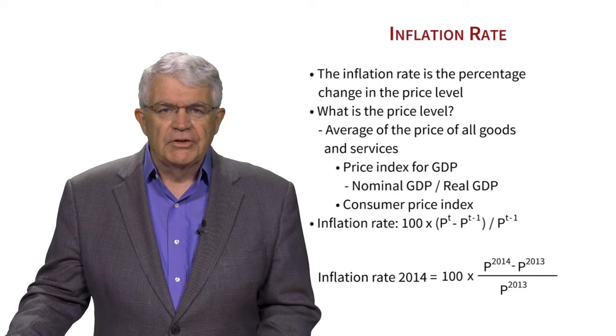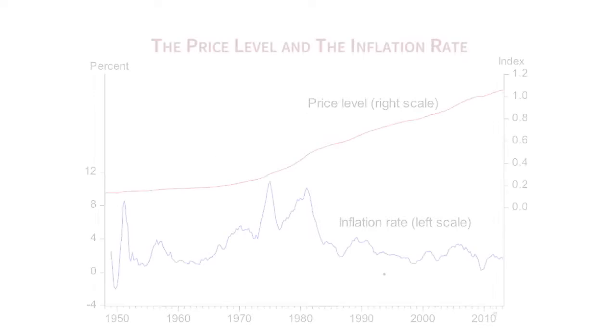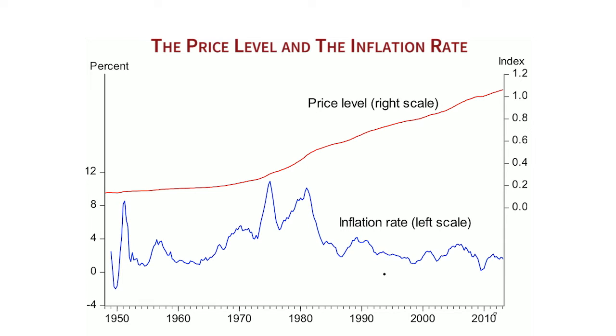Now, given this definition, let's take a look at the inflation rate itself. This is a picture of the price level. The red line, you can see how it's rising over time because prices are higher and higher on average. And then the blue line is the percentage change in the red line. And now the axes are representing these two things. So on the left you have the inflation rate, and on the right you have the price level.